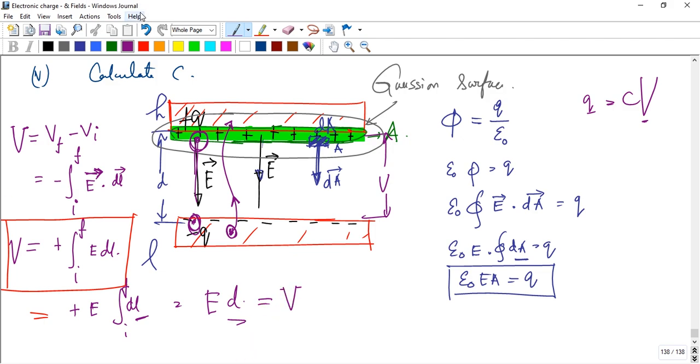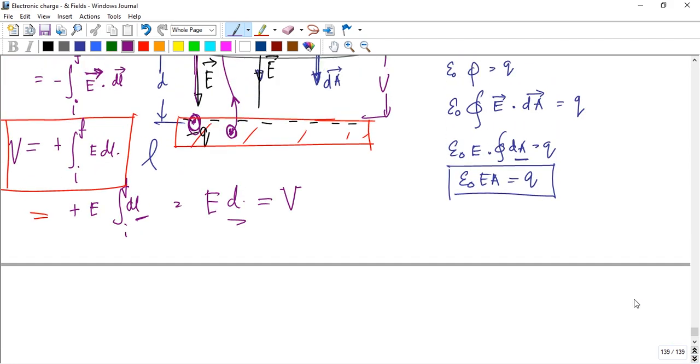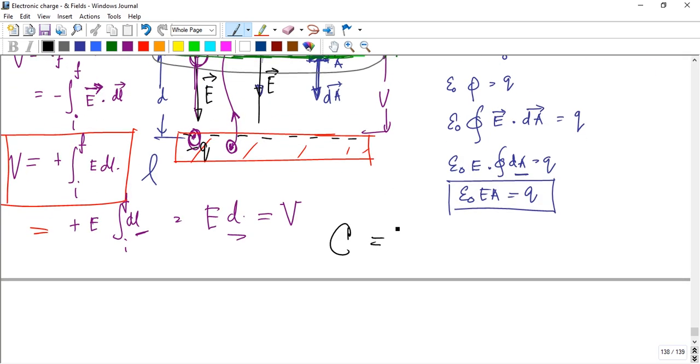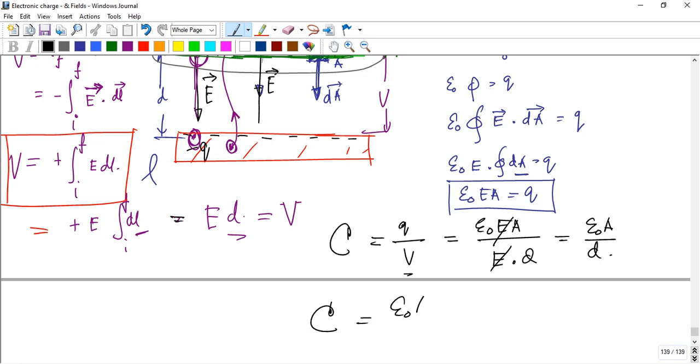Now C equals Q over V, and Q equals epsilon naught EA, and V equals E times D. Cancelling the E, we get epsilon naught A over D, and finally C equals epsilon naught A over D.